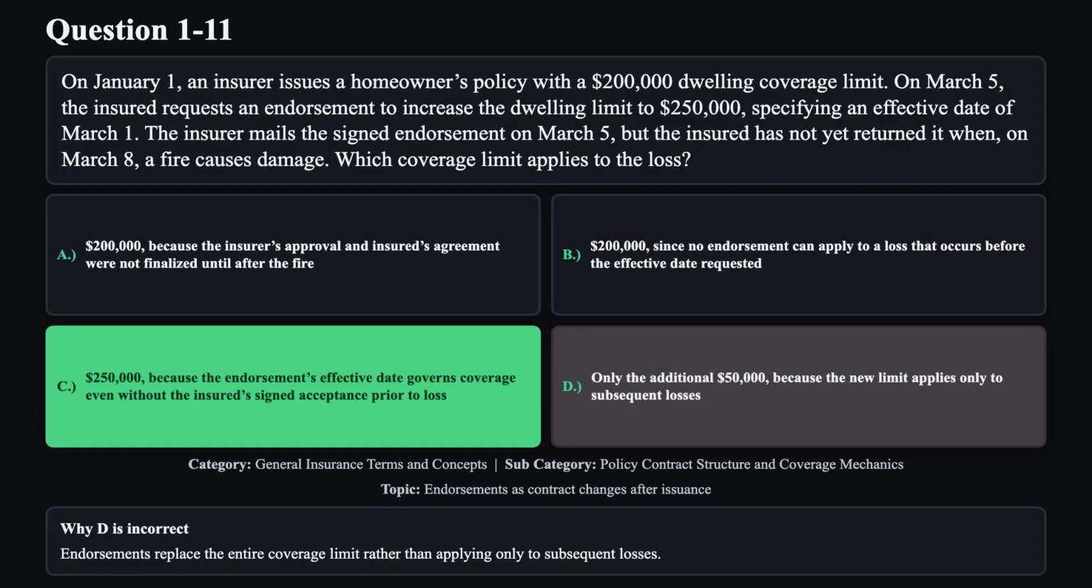Reason D is not correct. Endorsements replace the entire coverage limit rather than applying only to subsequent losses.